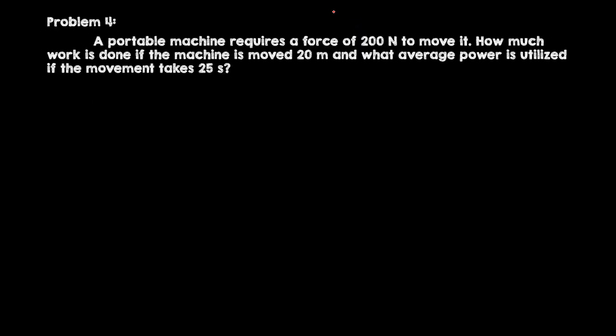So let's go with sample problem number 4. A portable machine requires a force of 200 newtons to move it. How much work is done if the machine is moved 20 meters? And what average power is utilized if the movement takes 25 seconds? So, first, we need to find the work. How much work is done? The formula for work is W equals F S.